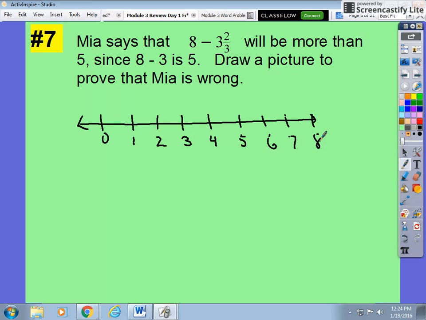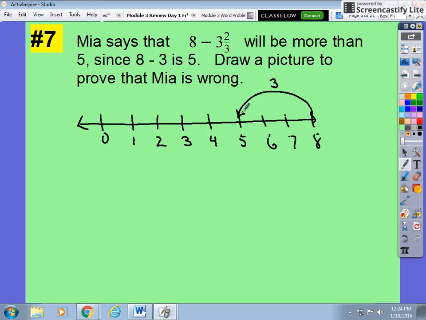And I have my 8 wholes. So I know that I would start at 8 and I would subtract the 3. So I'm going to do a jump that is the size of 3 wholes. So there's 1, 2, 3, because I know that 8 minus 3 is 5. So there's my jump the size of 3. I'm going to draw a little arrow so I know which direction I was jumping. Remember, for subtraction, we want to jump to the left.